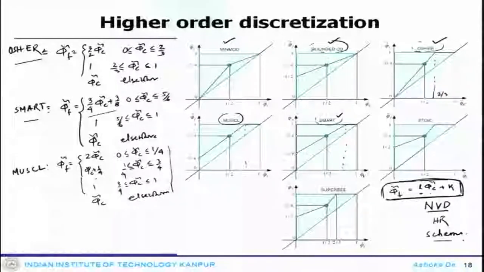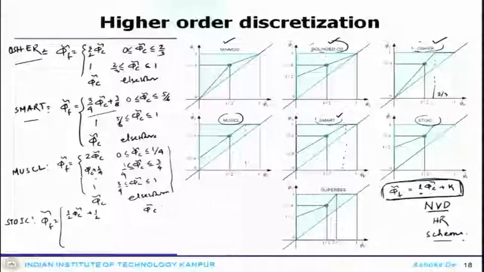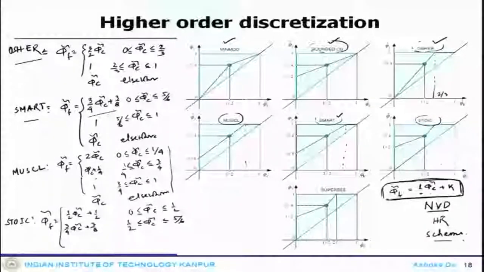Now you look at the STOIC scheme. What does it do? The STOIC scheme says you use phi f equals half phi C tilde plus half when phi C tilde lies between 0 and half. So this is the line. Then it is 3/4 phi C tilde plus 3/8 if it lies between half and 5/6. So between half and 5/6 this is the line, and after that it is 1 between 5/6 and 1, and elsewhere it is phi C. That is how the STOIC profile goes.